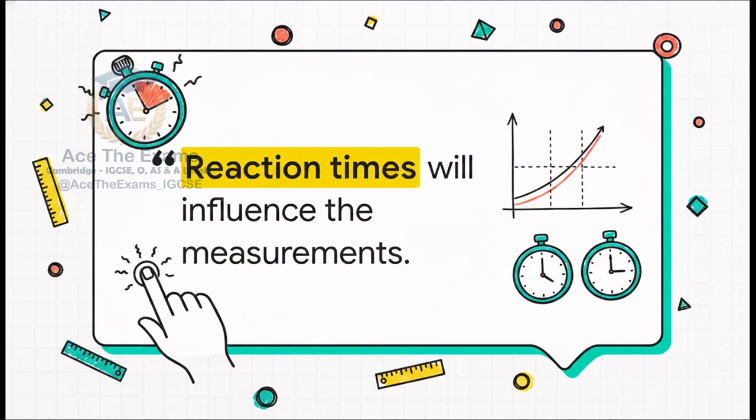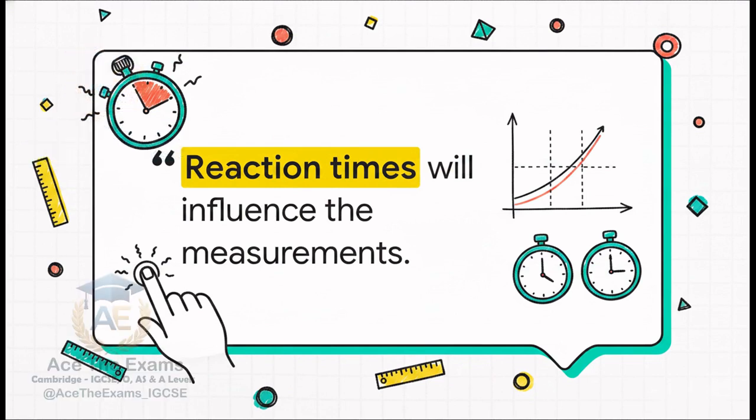Look at this exact phrasing straight from our source material. Reaction times will influence the measurements. This is exactly why ordinary revision fails. Students just memorize equations, like speed equals distance over time, and entirely forget the physical limitations of the actual tools they're using. An equation is completely useless if the data you plug into it is already poisoned by human error.